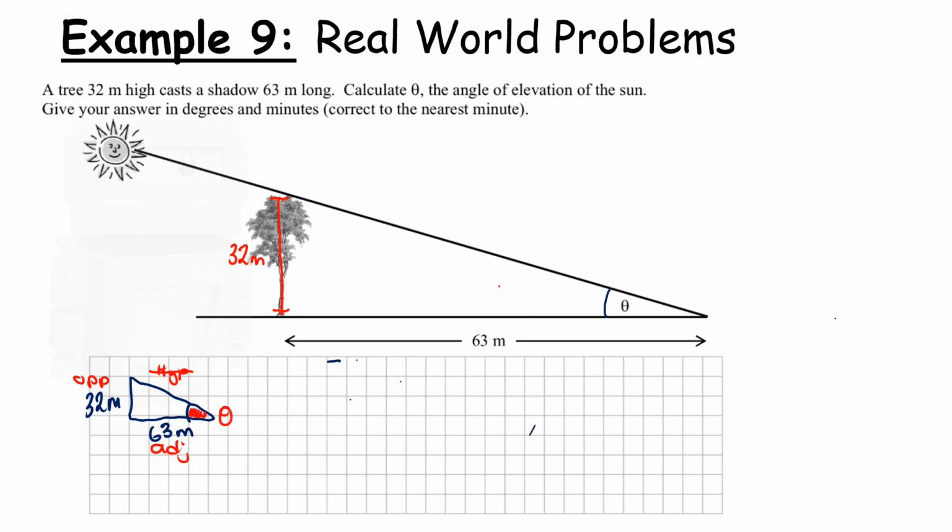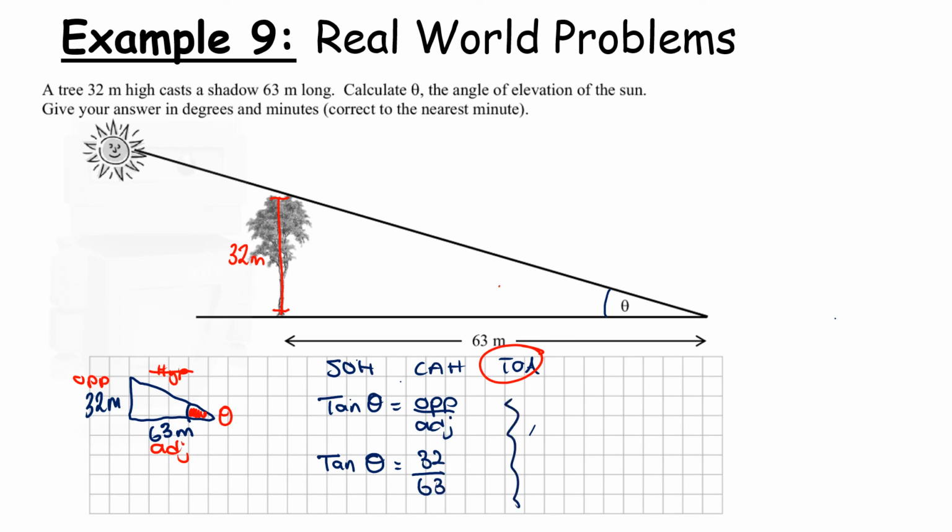So I'm going to write down how I remember my sine, cos and tan. I'm going to use SOHCAHTOA, and I'm talking about opposite and adjacent. So that must mean I'm dealing with tan. So I have the tan of theta, and that's going to be equal to opposite over adjacent. So my tan of theta in this case is 32 over 63.